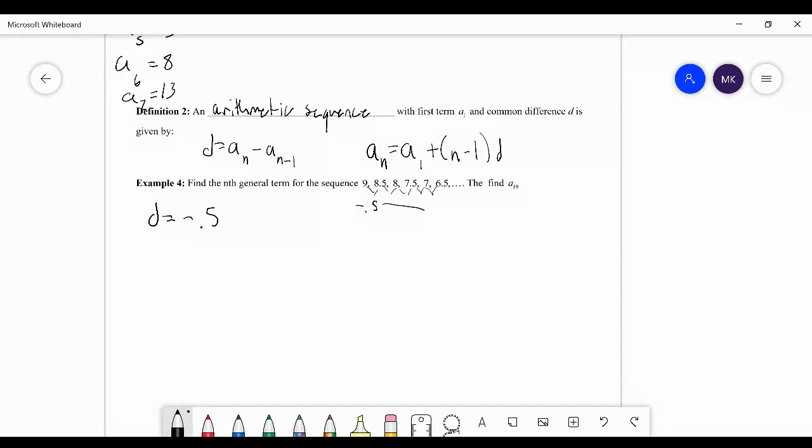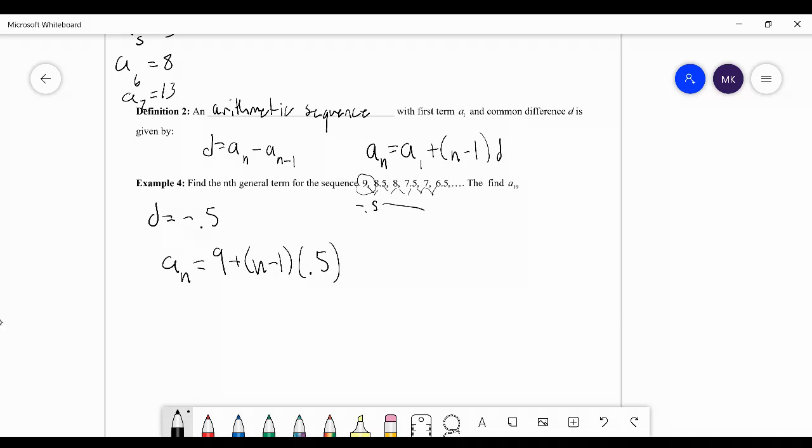So given this information, for example 4, we know what our A sub 1 is, and we know what our D is. So I can say that the general term A sub n is equal to 9 plus n minus 1 times 0.5. And so we have this nice general form. We could simplify this absolutely, multiplying by 0.5 and combining like terms, but it's not necessary. For the purposes of this class, it's not necessary unless I specifically say to simplify the equation. You don't need to worry about it.